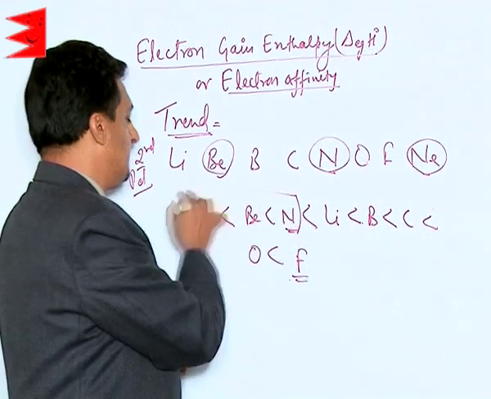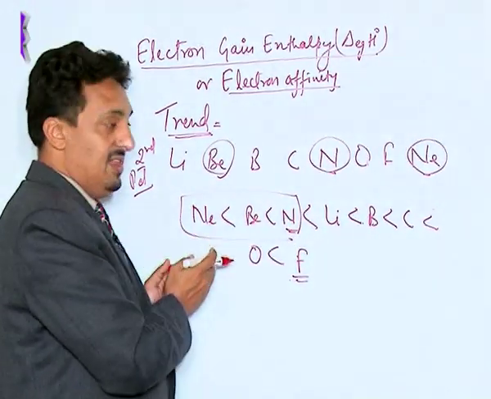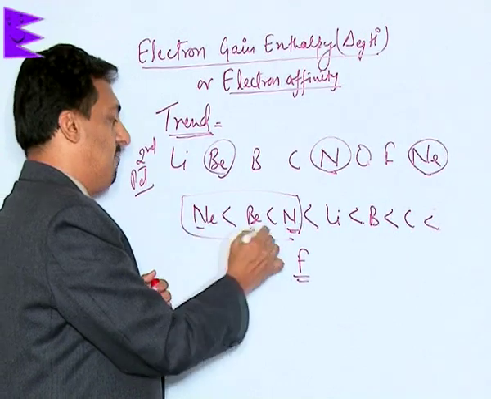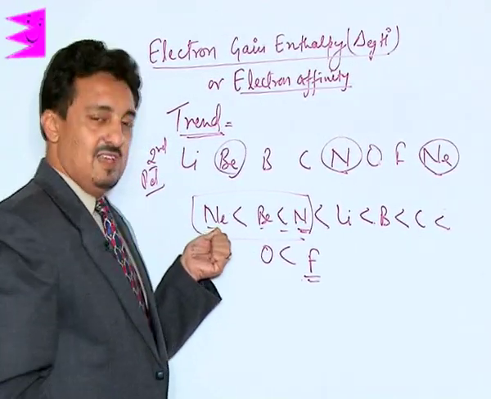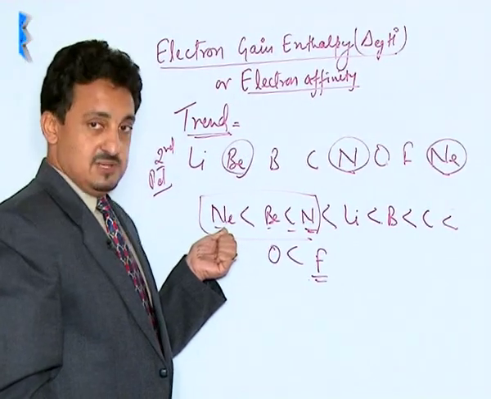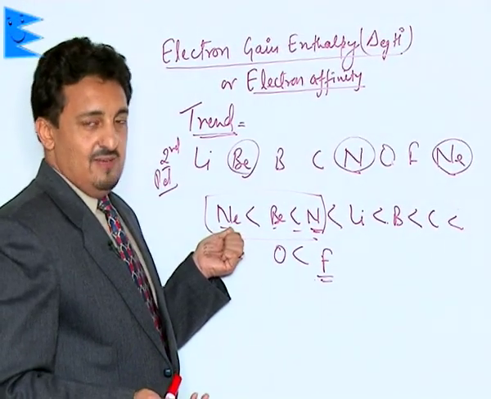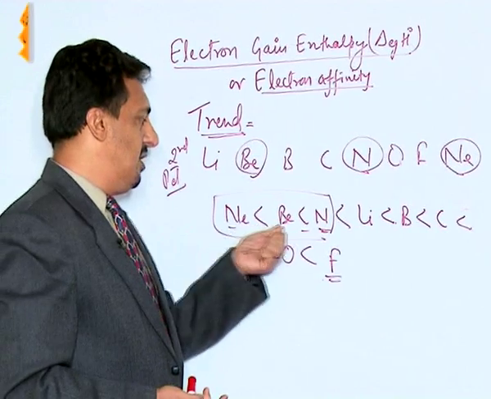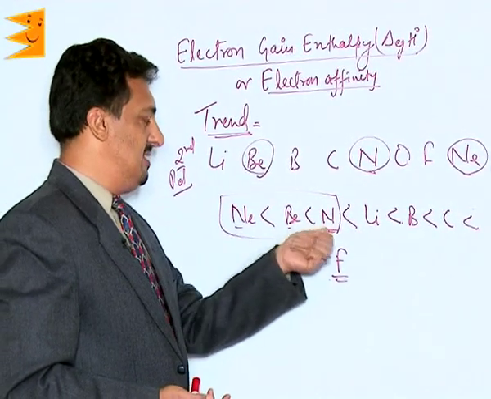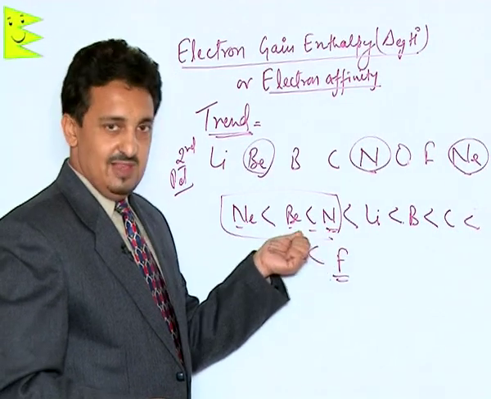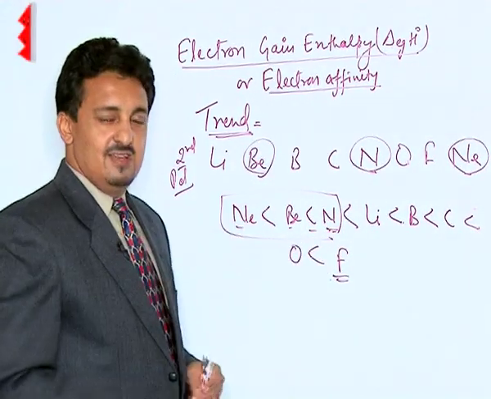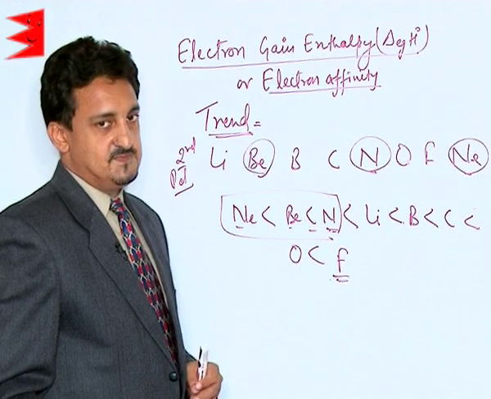Now these three come before initially. The reason is they have positive values of their electron gain enthalpies, and the most positive is in the case of this noble gas because it has a completely filled valence orbit, the octet is complete, followed by beryllium and nitrogen, because the nuclear charge of nitrogen is much more than beryllium. So this is the general trend for the second period elements.